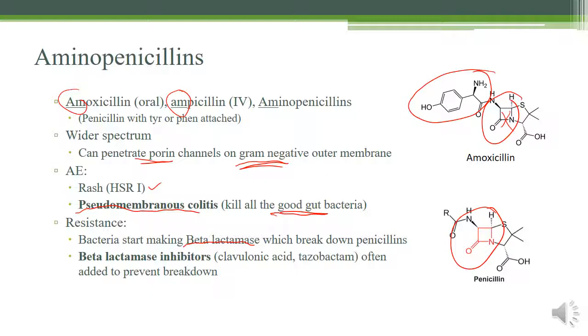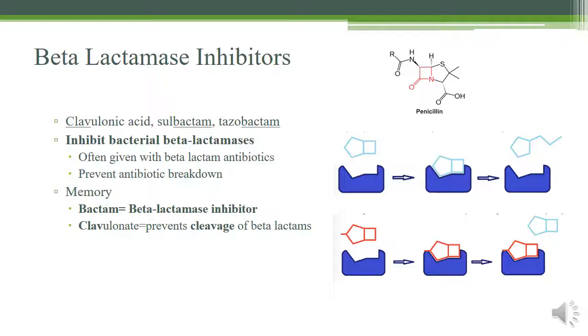So the bacteria can make a beta-lactamase and just break it out. What we can do to fight off this beta-lactamase is add a beta-lactamase inhibitor. And these beta-lactamase inhibitors like clavulanic acid and tazobactam, anything that ends with bactam really, can often prevent the breakdown. So we can pretty much prevent the resistance. So let's talk about beta-lactamase inhibitors.